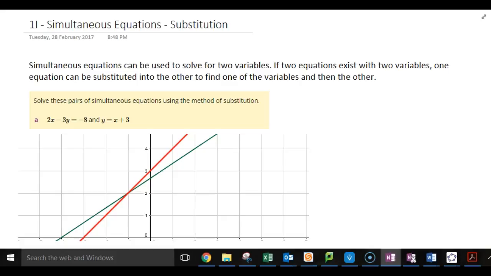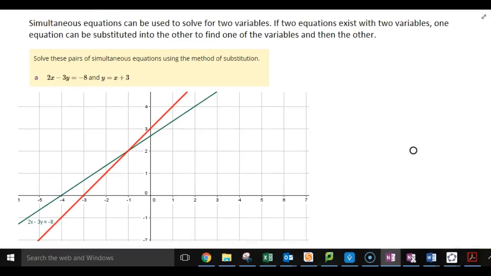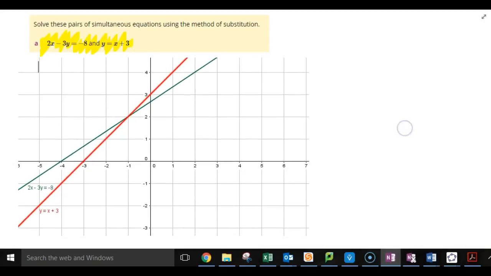Just an example of this. Normally with an equation, if you have two variables, you cannot solve it. But if you have two equations, you can, so we use this simultaneous equation method. Looking at the first one, they've got a pair of simultaneous equations. There are two linear equations, 2x minus 3y and so on, two straight lines, and we're asked to solve it.